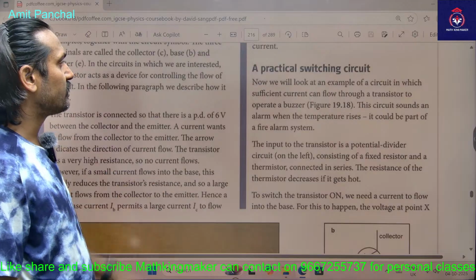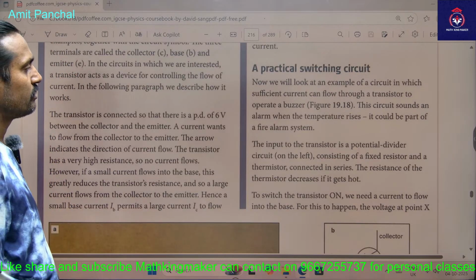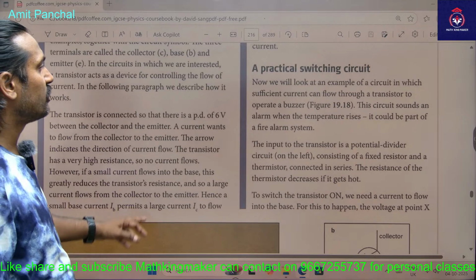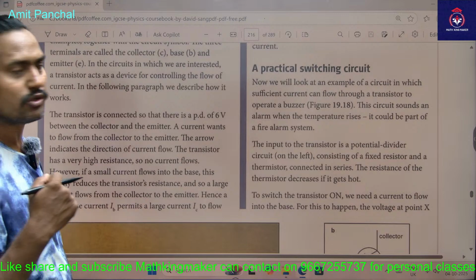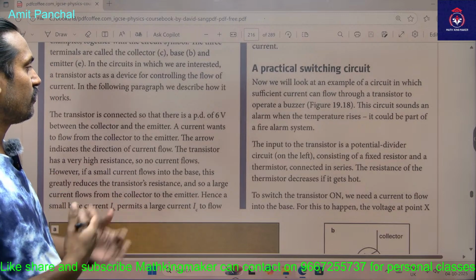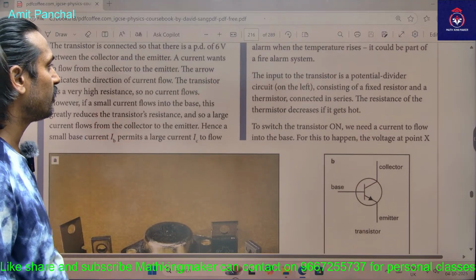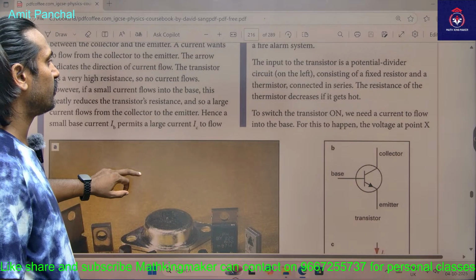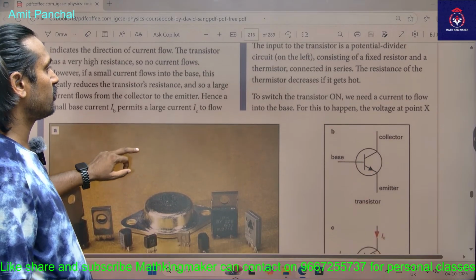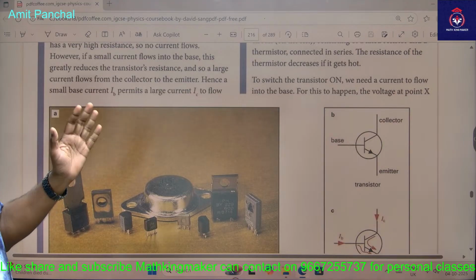Now we'll look at an example of a circuit in which sufficient current can flow through a transistor to operate a buzzer. This circuit sounds an alarm when the temperature rises. It could be part of a fire alarm system. So as the temperature rises, the fire alarm system works. The input to the transistor is a potential divider circuit on the left, consisting of a fixed resistor and a thermistor connected in series. The resistance of the thermistor decreases as it gets hot.